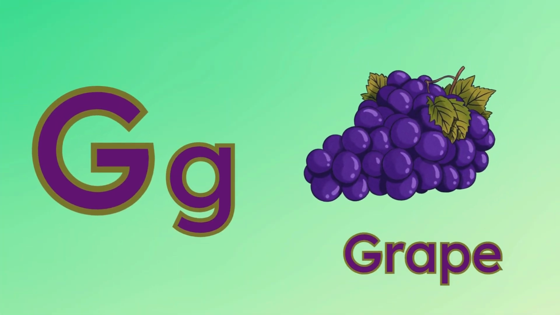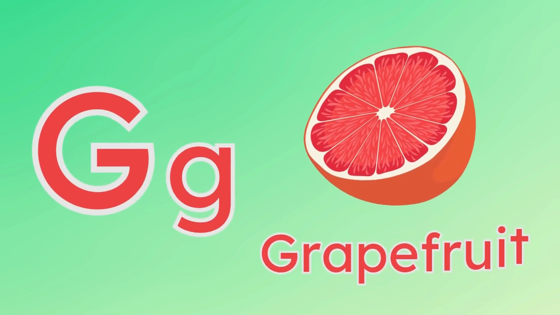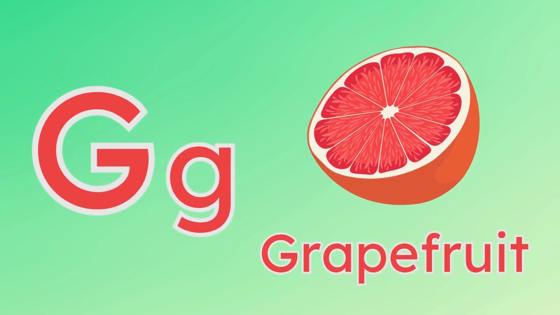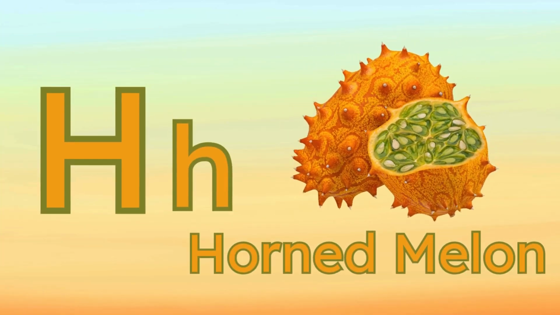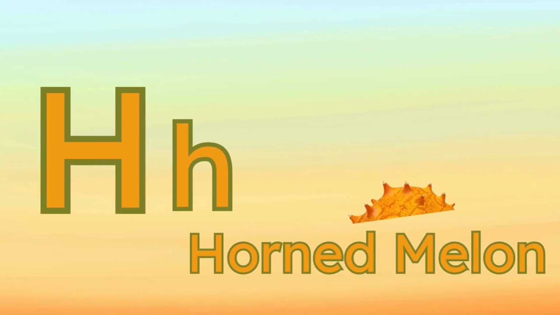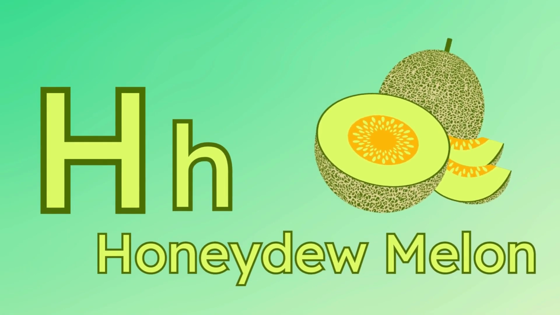G. Grape. G is for grape. G. Grapefruit. G is for grapefruit. H. Horned melon. H is for horned melon. H. Honeydew melon. H is for honeydew melon.